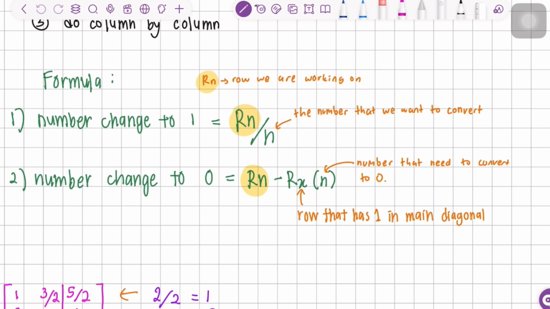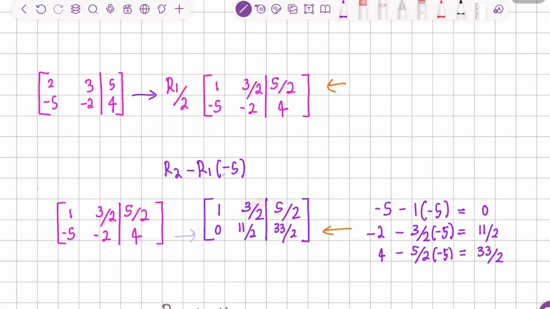Next, to solve this question, you need to have two formulas. For the number that needs to change to 1, it is Rn, which is the row we are working on, divided by n, the number that we want to convert. And for the second formula, the number that needs to change to 0 is Rn, the row we are working on, minus Rx, the row that has 1 in the main diagonal, multiplied by n, the number that needs to convert to 0. Okay, so you want to change these two.